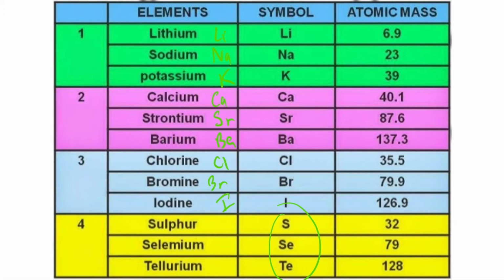So what do all of these groups have in common? You should have said all of these triads are within the same group, meaning the same column. All of these are in the same group or the same column. Same with these, same with those.